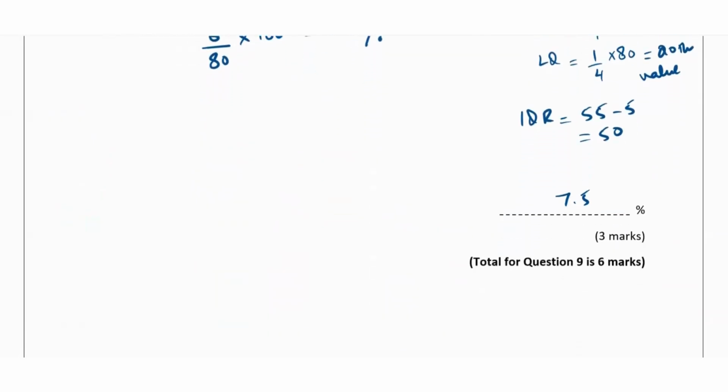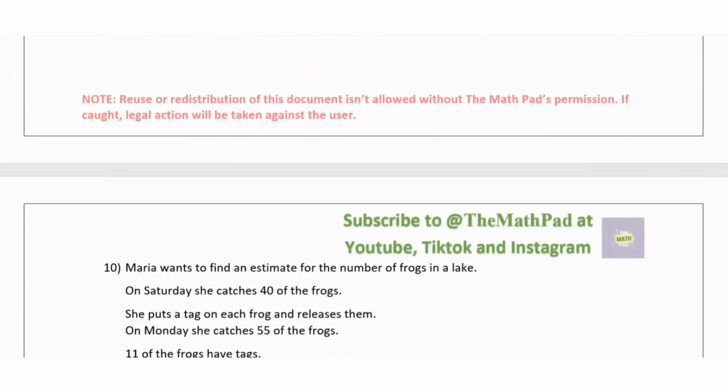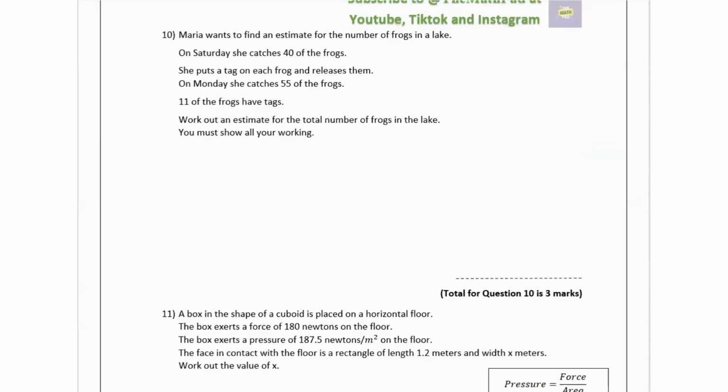7.5%. Then Mario wants to find an estimate for the number of frogs in a lake. On Saturday, she catches 40 of the frogs. She puts a tag on each frog and releases them. On Monday, she catches 55 of the frogs. 11 of the frogs have tags. Work out an estimate for the total number of frogs in the lake. You must show all your working.